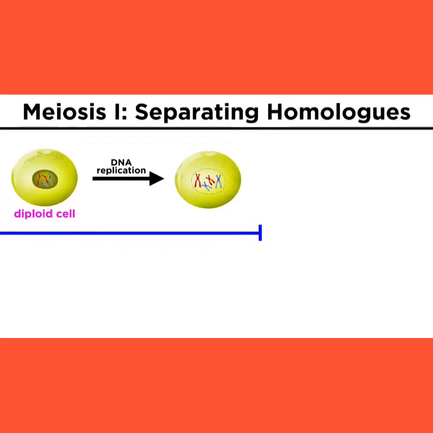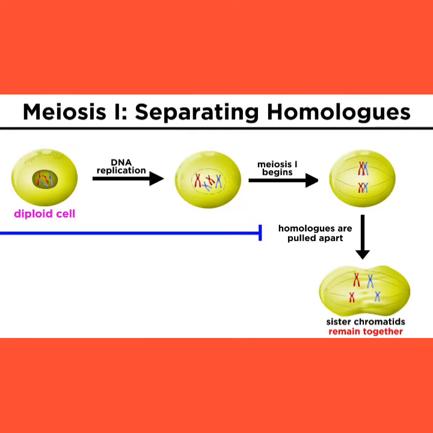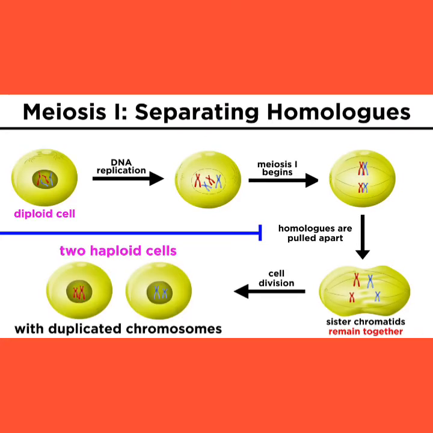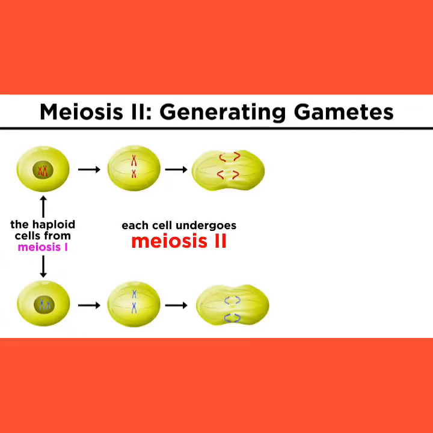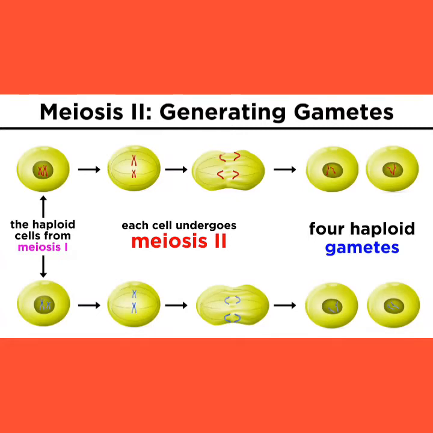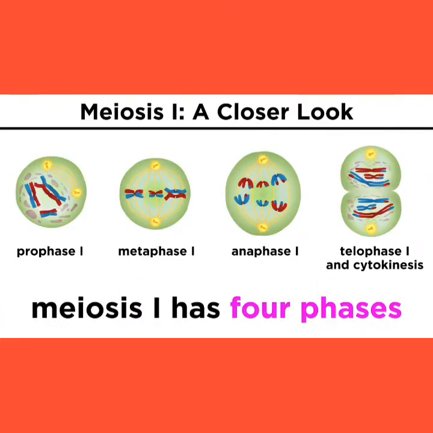In meiosis I, homologous chromosomes, one maternal and one paternal, duplicate and are separated during cell division to produce haploid cells with duplicated chromosomes. Then, in meiosis II, these haploid cells divide again to produce 4 haploid daughter cells, each with just a single set of chromosomes. Let's zoom in on meiosis I first. This consists of prophase I, metaphase I, anaphase I, and telophase I, followed by cytokinesis.